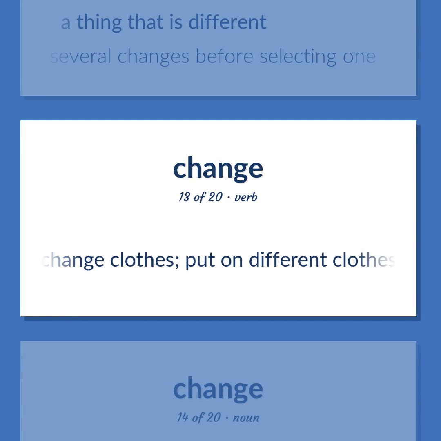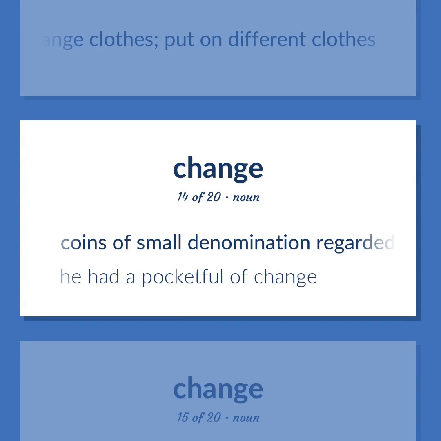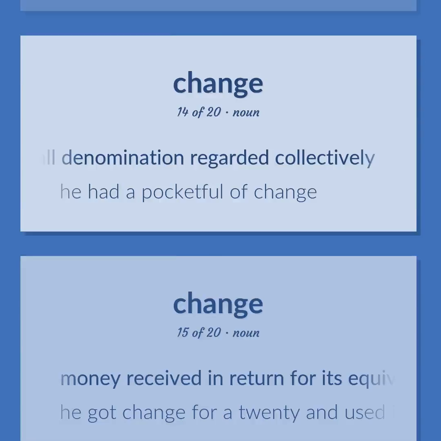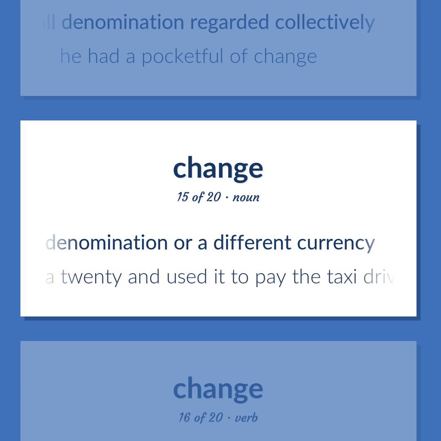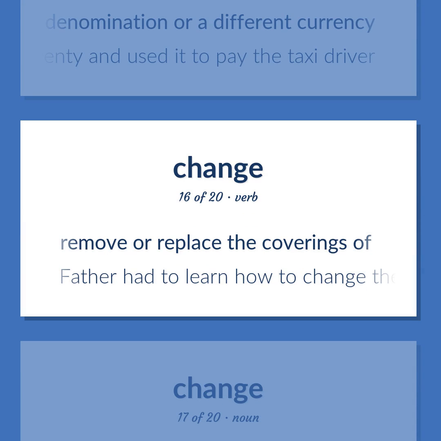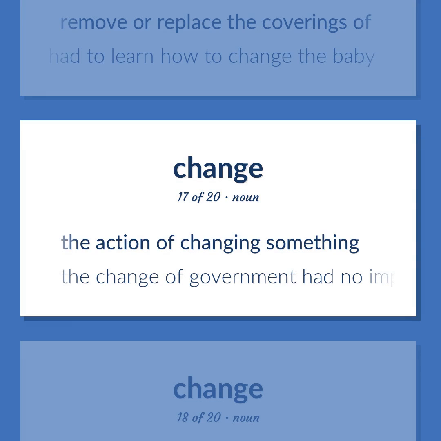Change clothes. Put on different clothes. Coins of small denomination regarded collectively. He had a pocketful of change. Money received in return for its equivalent in a larger denomination or a different currency. He got change for a 20 and used it to pay the taxi driver. Remove or replace the coverings of. Father had to learn how to change the baby. The action of changing something. The change of government had no impact on the economy.